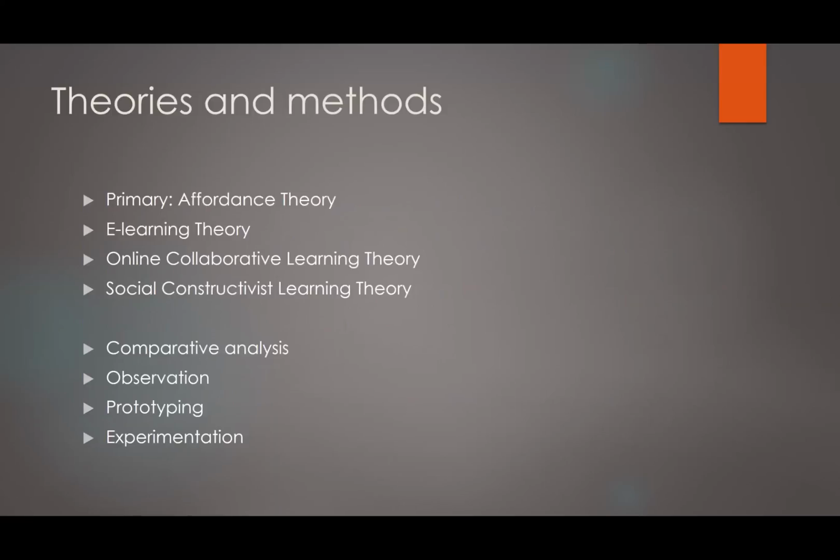Some of the theories that I'm looking at are primarily affordance theory. I want to make sure that Office 365 can support and afford some of the key concepts of social constructivist learning. I'm also going to draw on e-learning, online collaborative learning, and social constructivist learning theory. Some of the methods I'm looking at using are comparative analysis, and observation, but not a typical observation of watching users; rather, observing what other platforms and companies that build out these specific platforms for e-learning use, doing some prototyping and some experimentation with Office 365 along the way.